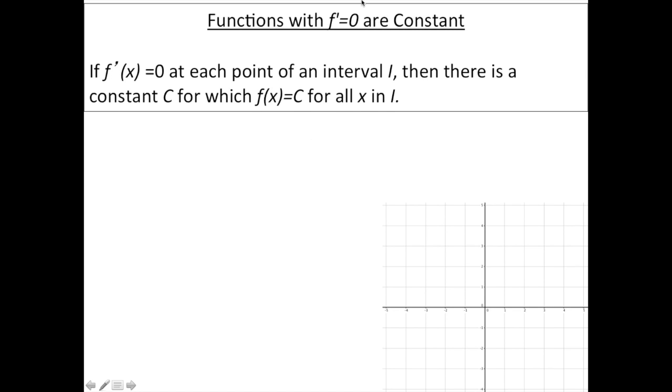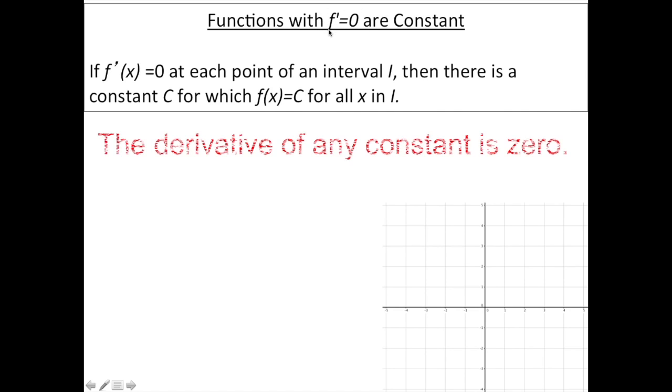So let's talk a little bit more about when the derivative is 0. Okay, so if we think about this, a derivative equal to 0 means a slope of 0. It means a horizontal line. So we say if the derivative is 0 at each point of an interval, then there is a constant c for which the real function is just the value c. So in other words, if I want to draw a function with a derivative of 0, I'm going to draw a horizontal line.